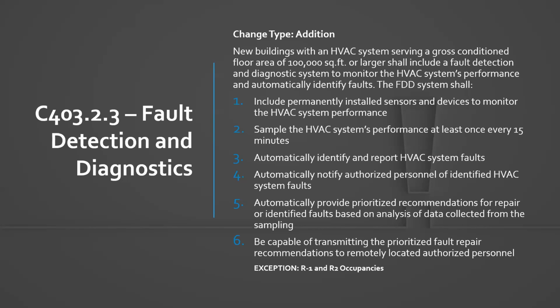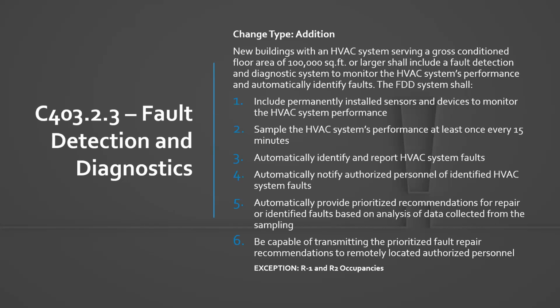It can identify faults, whether it's a switch or a pump or some other kind of mechanism that is in need of repair and/or replacement, and notify the personnel, and then also be capable of transmitting those prioritized fault repair recommendations to remotely located authorized personnel. So if there's someone off site, maybe a command center somewhere that monitors several buildings, they need to have that in there to be able to get those fault recommendations. There are exceptions for building types R1 and R2 occupancies.